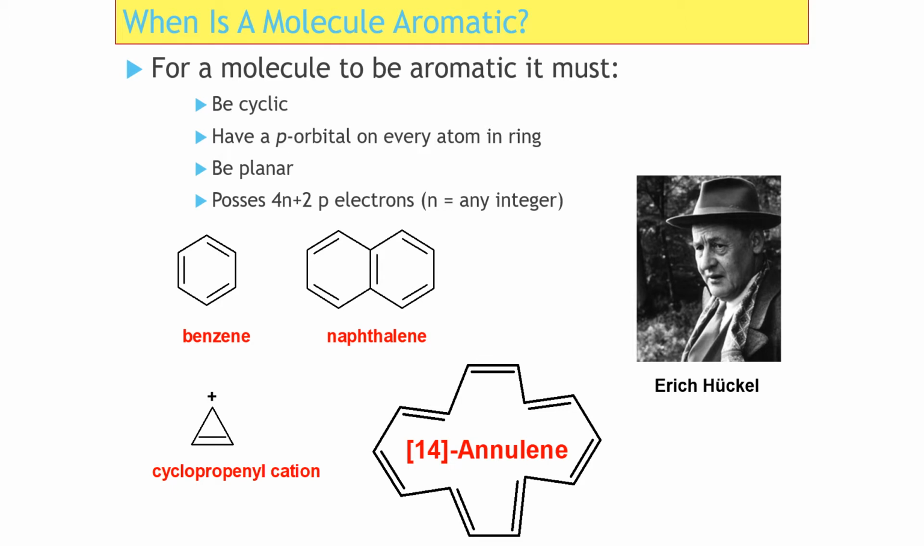From the structure of pyrrole, we already saw that it is a heterocyclic compound, but pyrrole is an aromatic compound also. For a molecule to be aromatic, it must follow 4 basic criteria. That is, the compound should be cyclic, it must have a p orbital on every atom in the ring, the compound must be planar, and the compound must possess 4n plus 2 pi electrons according to Huckel's rule.